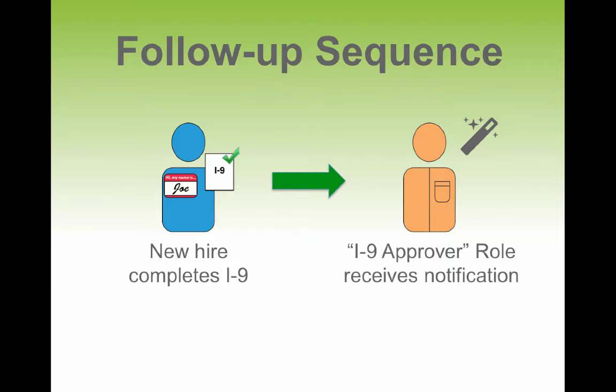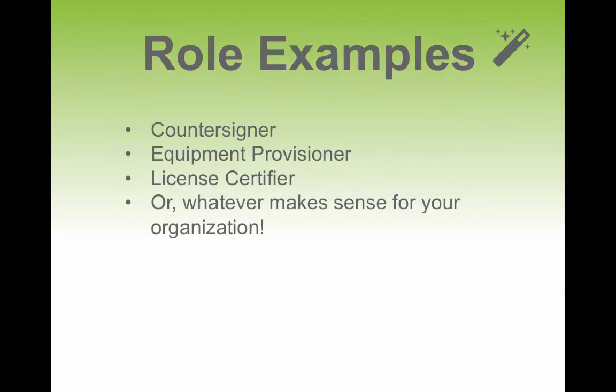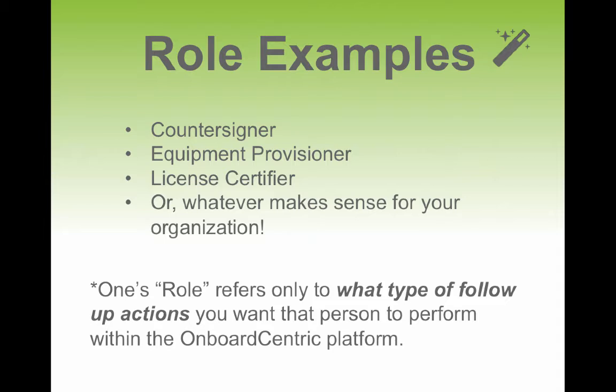Typically, this role is referred to as an I-9 approver. Other common examples of roles include countersigner, equipment provisioner, or license certifier. In each of these examples, the role name used may be anything that makes sense within your organization. Instead of equipment provisioner, you may choose to call that role supply orderer. The key point to understand is that the role refers only to what type of follow-up actions you'll want that person to perform within the OnboardCentric platform.